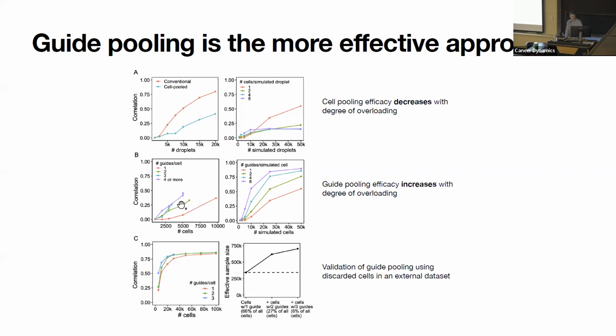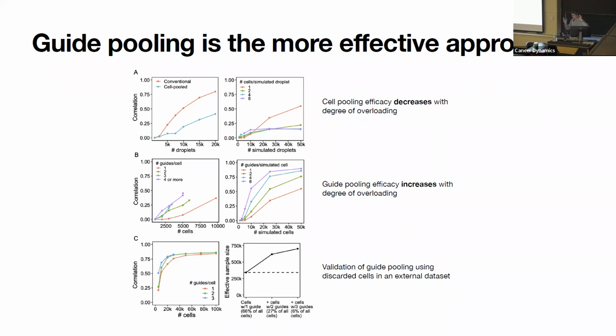On the other hand, with the guide pooling experiment, if you look at cells that have 4 or more guides, for the same amount of data, for the same number of cells, they have much higher validation accuracy or concordance with the withheld validation data set than cells that only received a single guide. And the same is true in simulation experiments where in purple, for a small number of cells with 8 guides, the correlation with validation data is much higher than it is using cells with a single guide. So we also tested this in a completely external data set to our study.